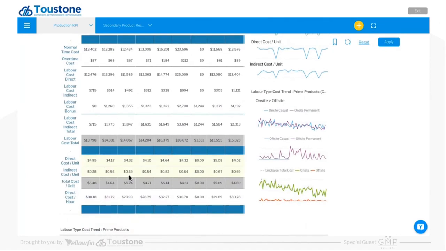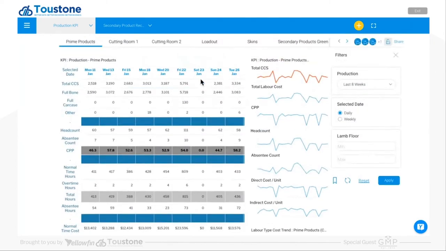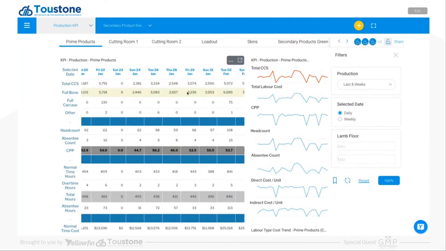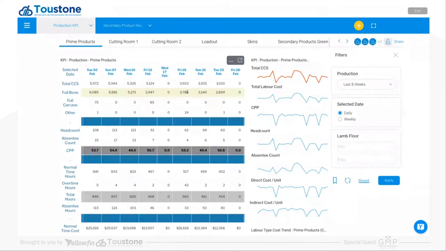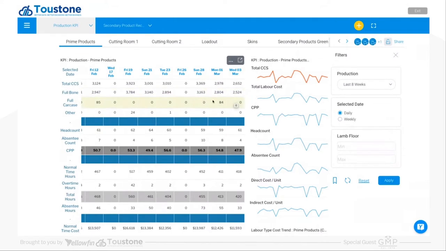So what we're able to do now is to start to see with great detail by day, depending on the particular range of dates that we're looking at. We can now drill into a particular day of interest. So we would be coming in, looking at the previous day's production numbers and making sure that we're able to identify what those particular anomalies are, if any.